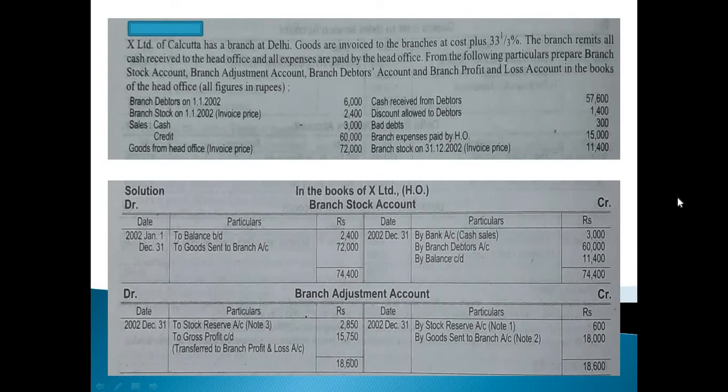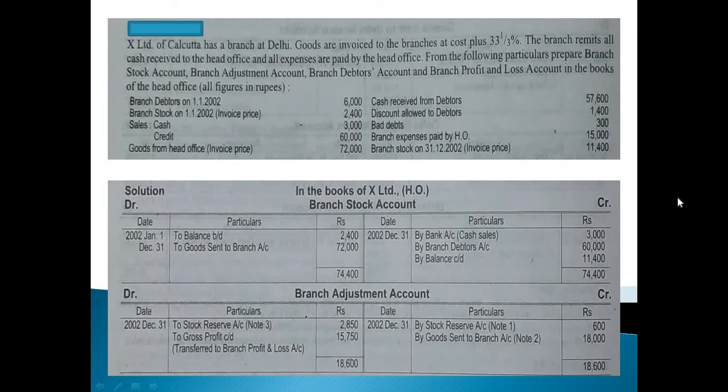So to make things simple, now you can see from the branch stock account, the opening stock appears on the debit side and the goods sent to branch appears on the debit side. So the loading of these two will appear on the credit side of the branch adjustment account. That is the simplest way to remember which side the loading on opening stock and goods sent to branch will appear on the branch adjustment account.